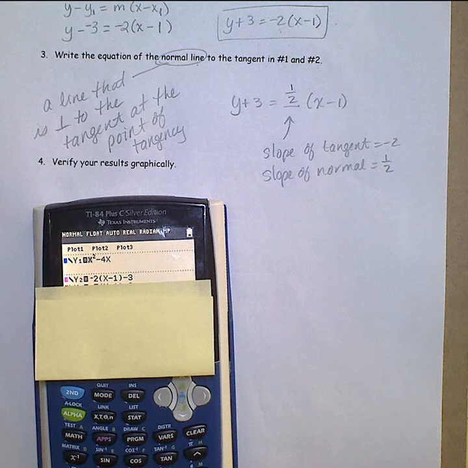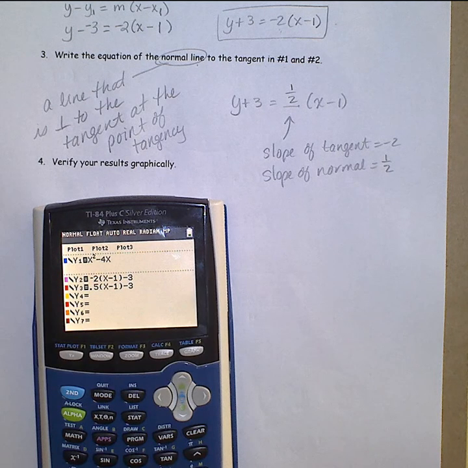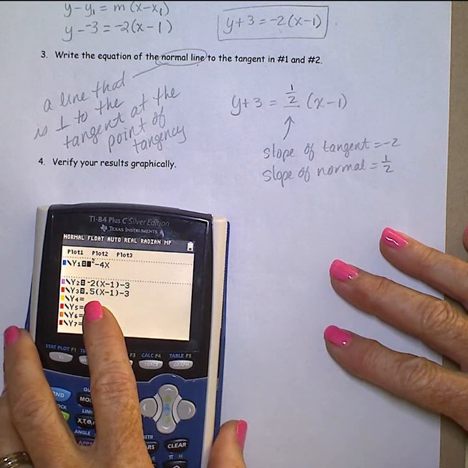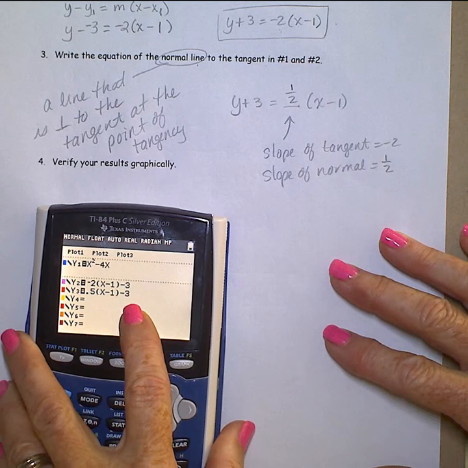Does that make sense? For this one, it's not that much trouble to put it into point slope or slope intercept, but can you imagine if you had icky slopes and icky points, how difficult that would be? So let your calculator do the work for you. Likewise, with the normal line, I went ahead and did the same thing. So 0.5 times x minus 1, and then I just took that plus 3 and moved it over.